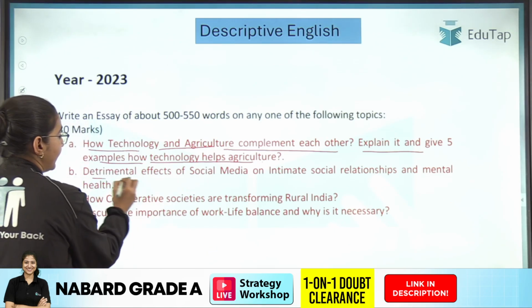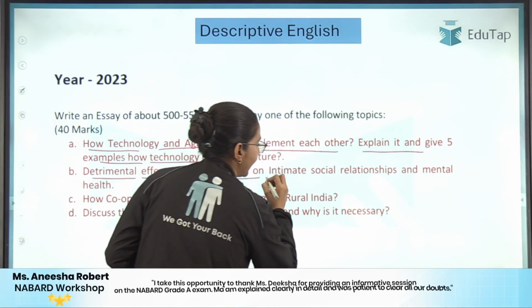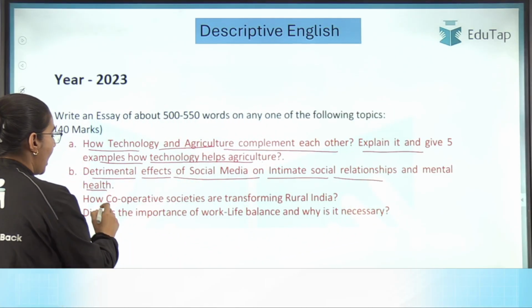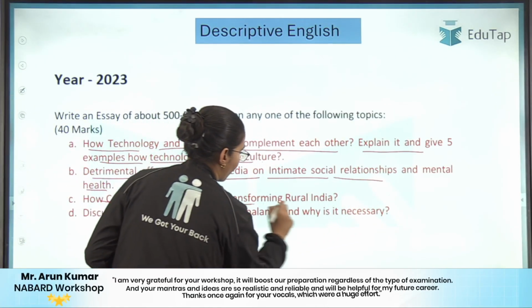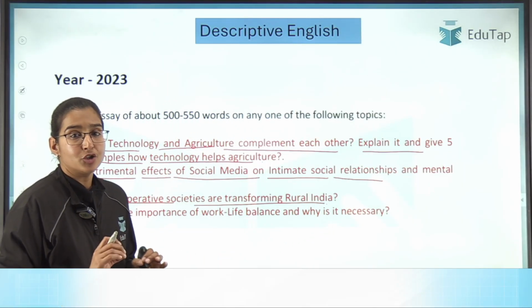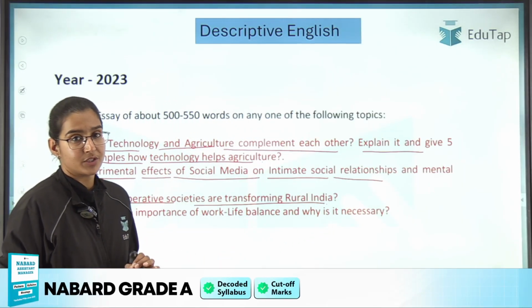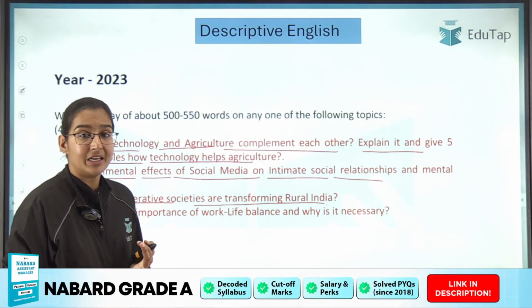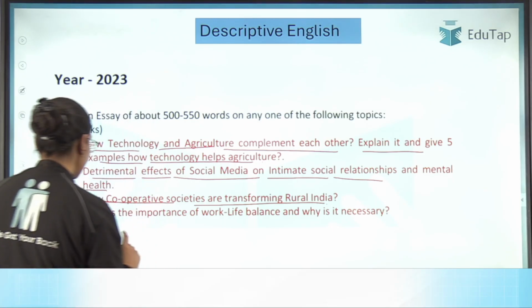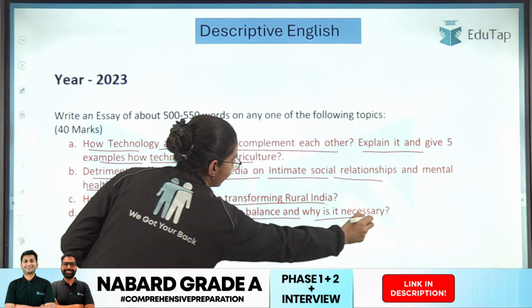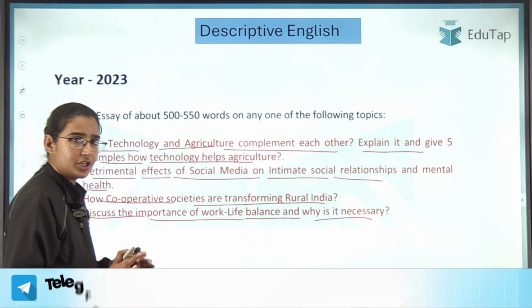Then, detrimental effects of social media on intimate social relationships and mental health, a general topic. How cooperative societies are transforming rural India. If you are preparing for the NABARD Grade A examination, this topic is a must cover, the cooperative societies, because it is covered in the NABARD annual report, and it is given in our ARD syllabus also. Then, discuss the importance of work-life balance and why it is necessary. Again, a very generic topic.